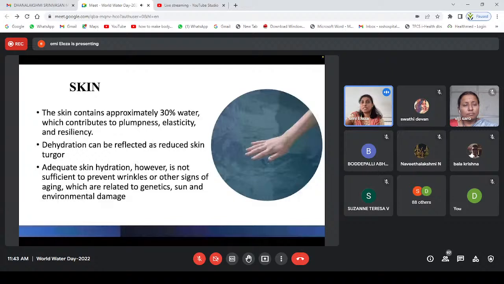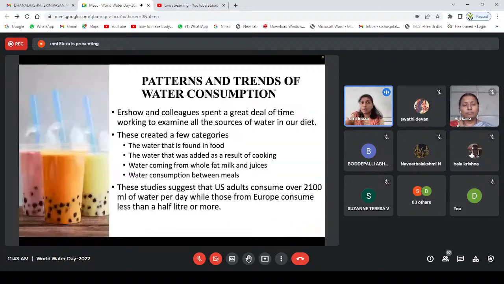ERSCO and colleagues spent a great deal of time working to examine all the sources of water in our diet. These create categories: the water that is found in food, the water that is added as a result of cooking, water coming from whole fat milk and juices, and water consumption between meals. These studies suggest that we consume over 2100 ml of water per day, while those from Europe consume less than half a liter or more.